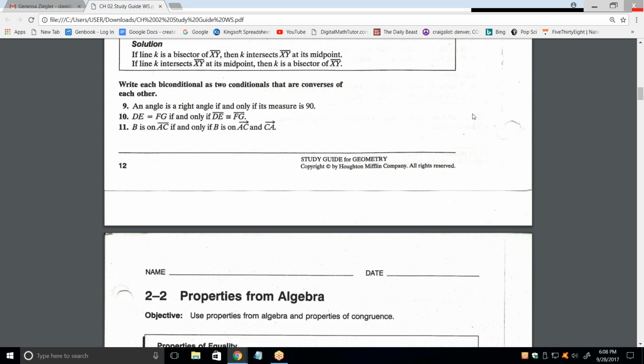Okay, so let's do 10. Okay. Right, each biconditional is two conditionals that are converses of each other. And what they're giving you in 10 is the biconditional statement. So write the two statements that came from it. Okay, so if DE equals FG, then line DE is congruent to line FG. Okay? And the converse of that?